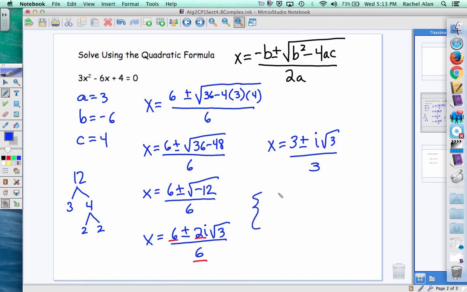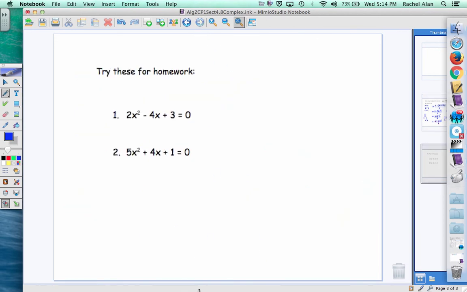So my two solutions are 3 plus i root 3 over 3 and 3 minus i root 3 over 3. Okay, so those are my two solutions. And then you can go ahead and try these two for homework.